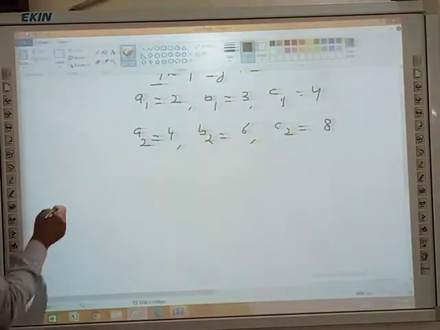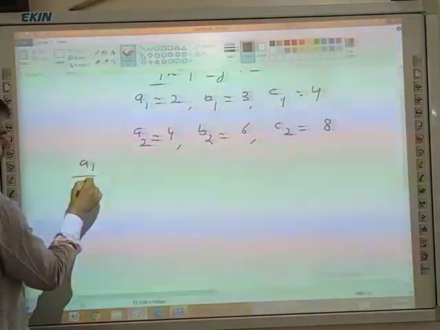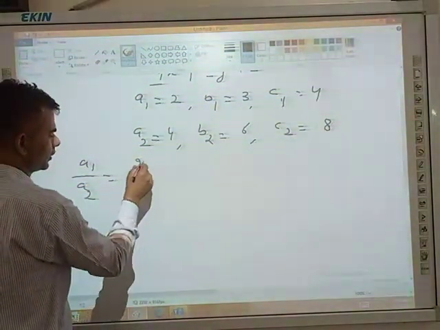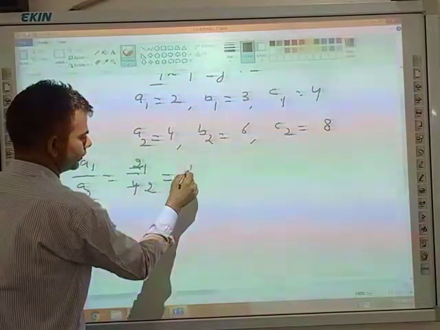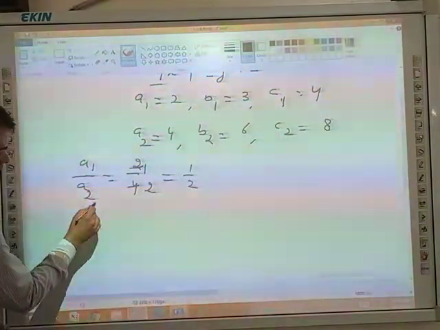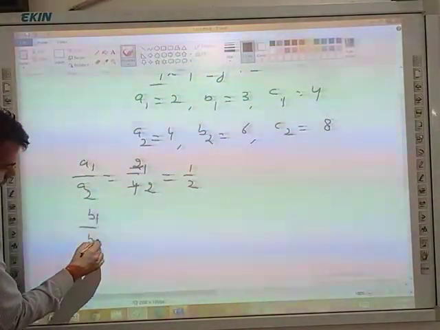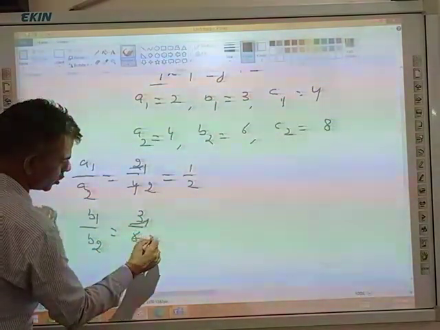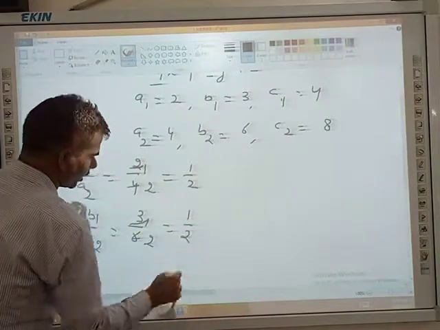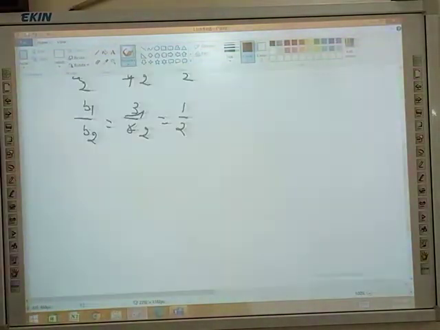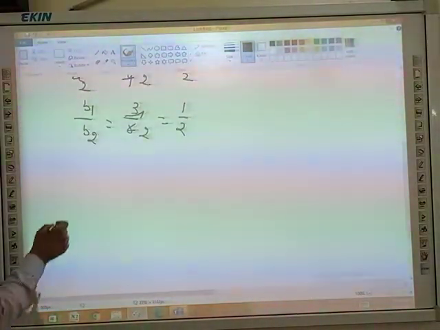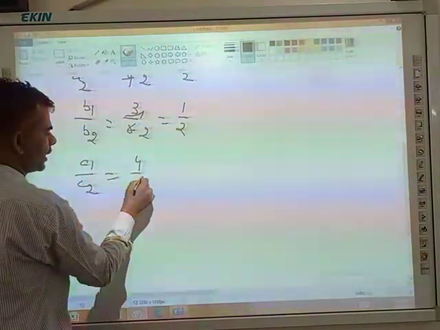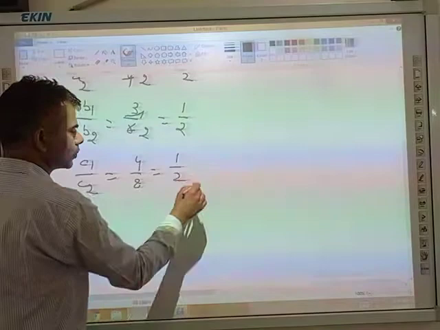Now students, what is A1 by A2? 2 by 4, that is 1 by 2. Now B1 by B2: that is 3 by 6, which is also 1 by 2. Next one is C1 by C2: that is 4 by 8, that is also 1 by 2.